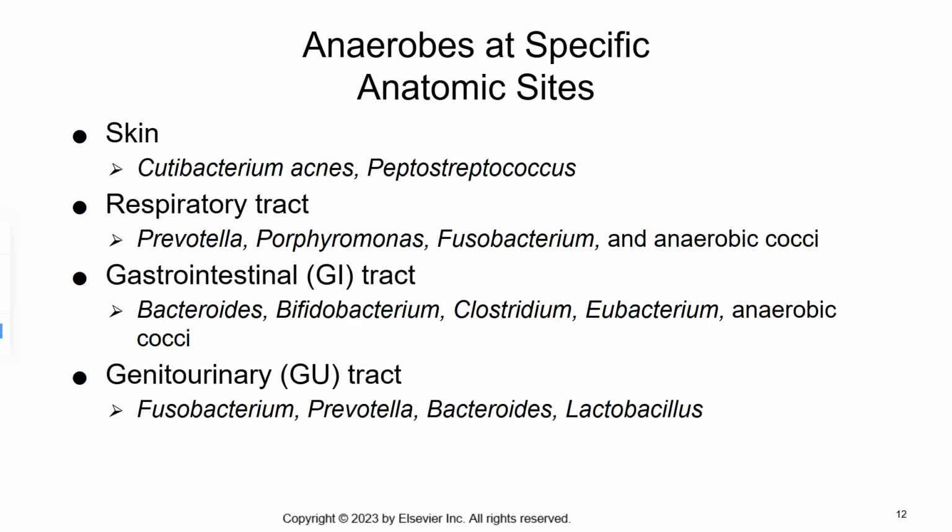At specific anatomic sites, in the skin, you would see Cutibacterium acnes, formerly known as Propionibacterium acnes, and Peptostreptococcus. In the respiratory tract, Prevotella, Porphyromonas, Fusobacterium, and anaerobic cocci. In the GI tract, Bacteroides, Bifidobacterium, Clostridium, Eubacterium, and anaerobic cocci. And the genitourinary tract, Fusobacterium, Prevotella, Bacteroides, and Lactobacillus.